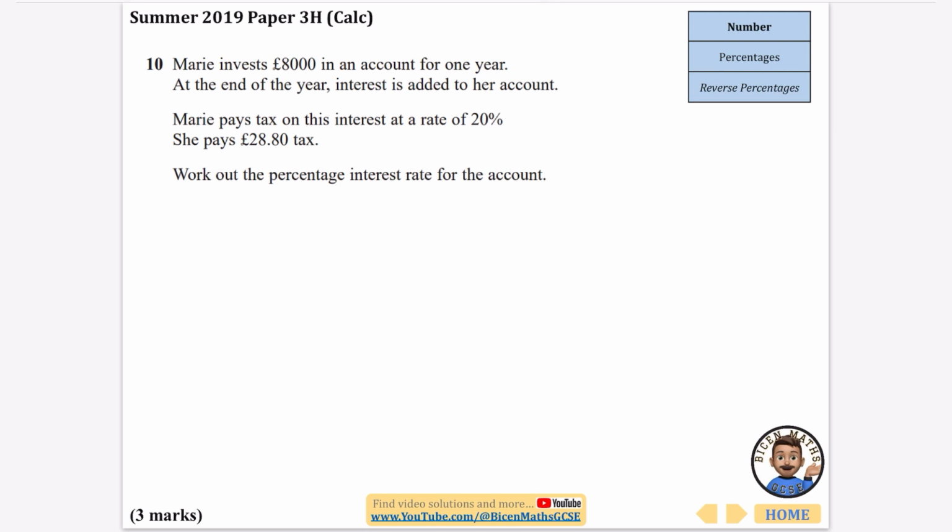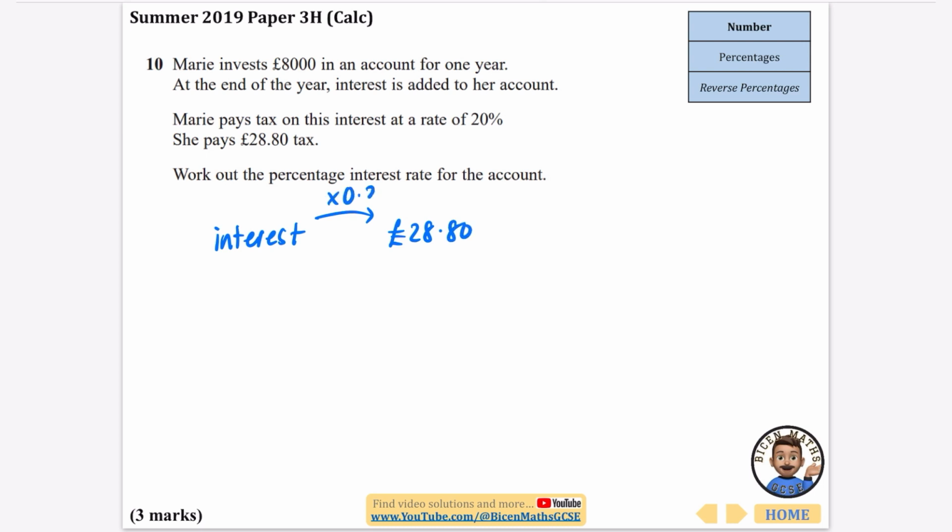So Marie invests £8,000 into an account for 1 year. At the end of the year, interest is added to her account. Marie pays tax on this interest at a rate of 20% and she pays £28.80 tax. So the interest that she made, she is going to pay 20% of that. 20% of the interest is going to be £28.80 because that's how much she's having to pay.